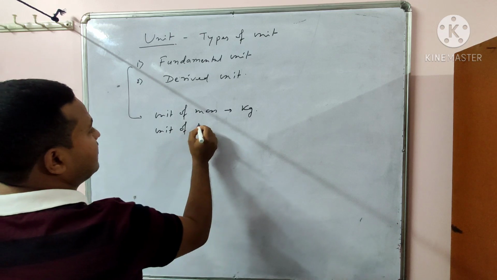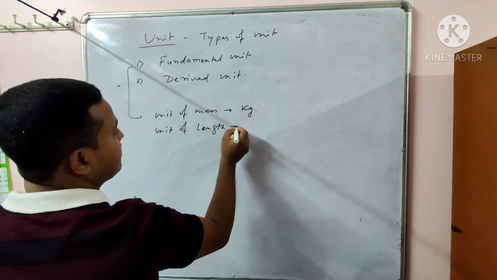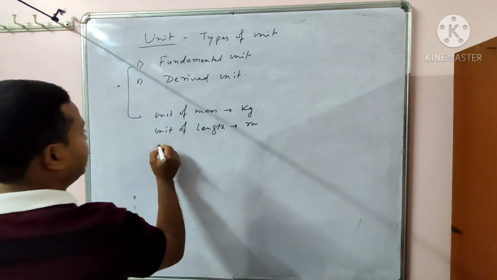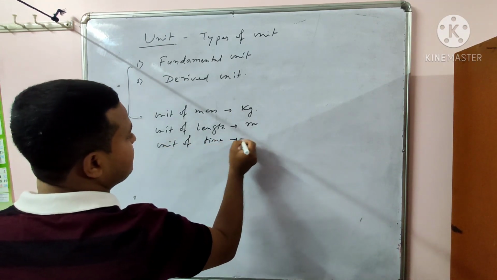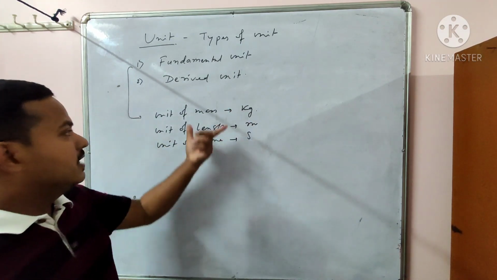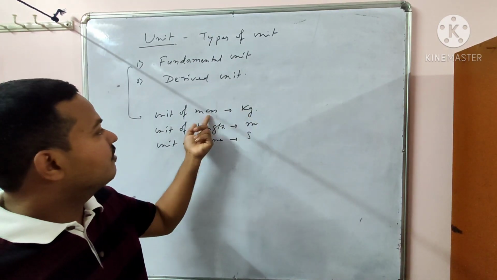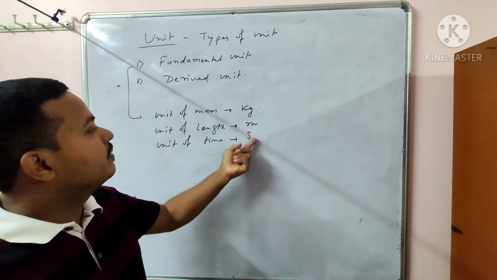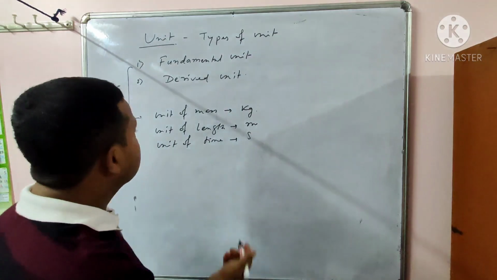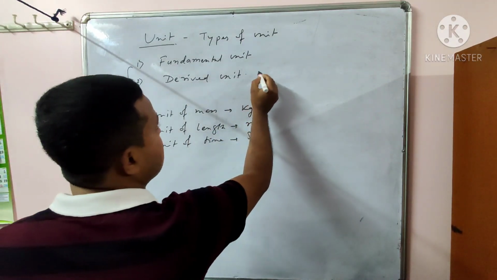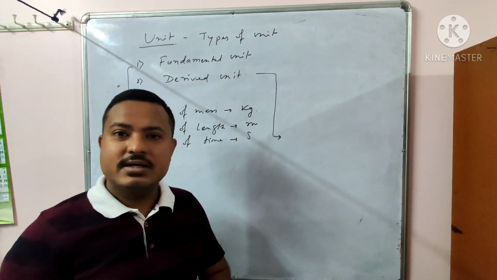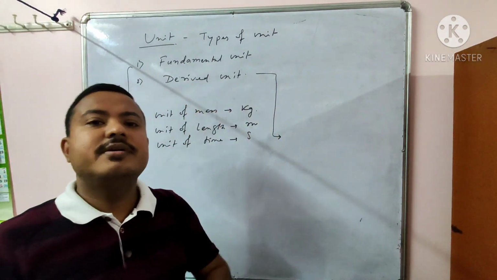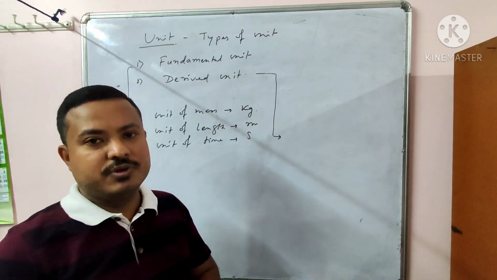So it is the unit of mass, that is kilogram, kg, unit of length, that is meter, and unit of time, that is second. So they are the units for fundamental quantities, so they are called fundamental units. Then derived units. Like I have already explained derived physical quantity, the units for derived quantities are called derived units.